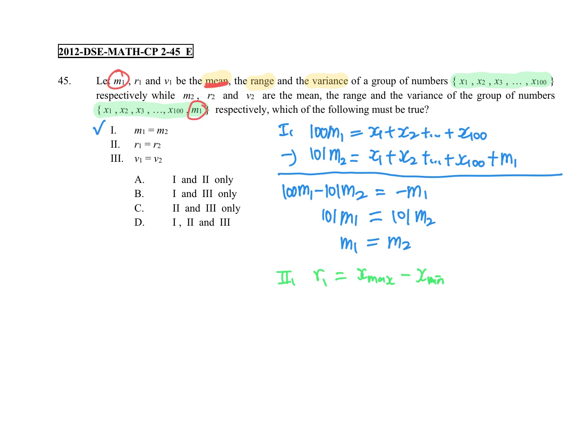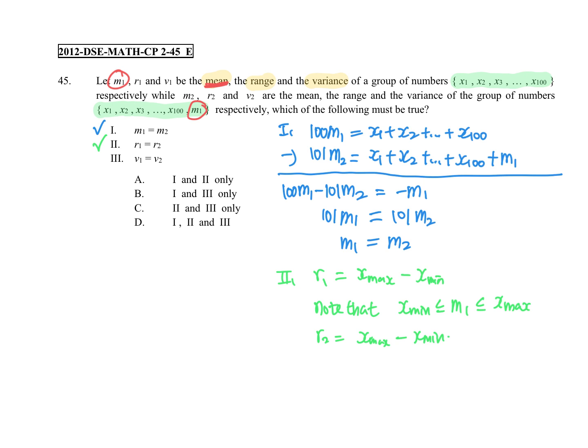Note that this is the key: since M1 is the mean of the original data set, it would lie between the original range. So with the introduction of M1 into the original data set, the maximum and the minimum value won't be changed. That's why statement 2 is correct.